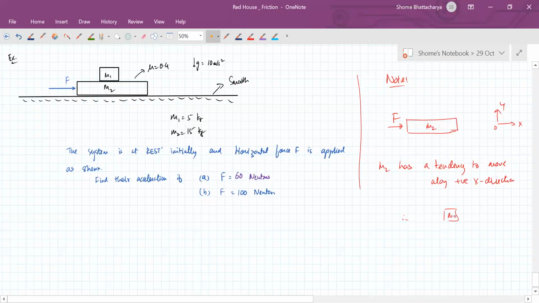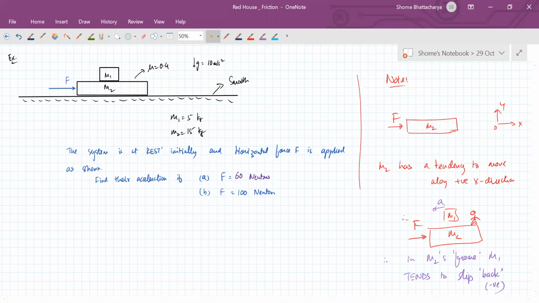as far as M1 is concerned, M1 is sitting on M2, and we are applying this force on M2. So with respect to M2, if you were sitting on M2, what is the tendency of M1? It has a tendency of slipping backwards. So in M2's frame, M1 tends to slip back, in the negative direction. So what is the direction of friction that will act on M1?